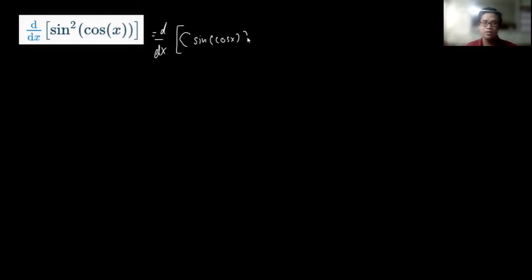Next, this one. So you see, all right, let me rewrite this. The derivative of sine of cosine x, all right, raised to 2, that's it. So you see, it seems like this is a bit of a challenge because inside of a squared term, we have sine. And then inside of sine, we have cosine x.